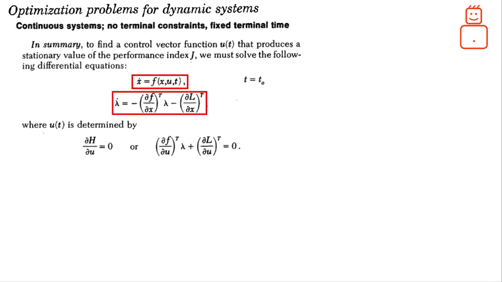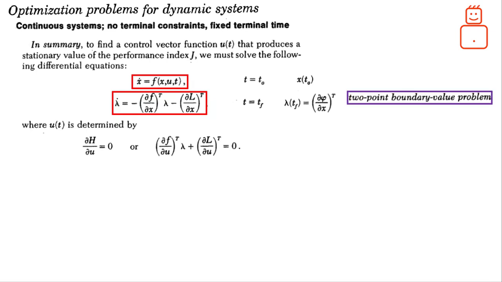At time t sub 0, we have the initial state of the process, and at t sub f, or t final, we have the expression for lambda of t sub f given as shown. As we saw in the last part of the series where we dealt with multi-stage system optimal programming problems, here we also are faced with a two-point boundary value problem.